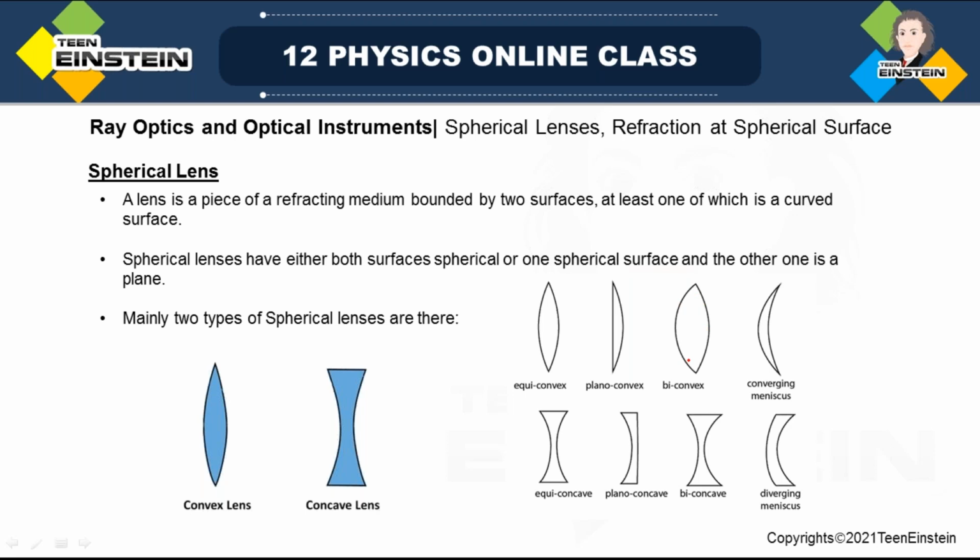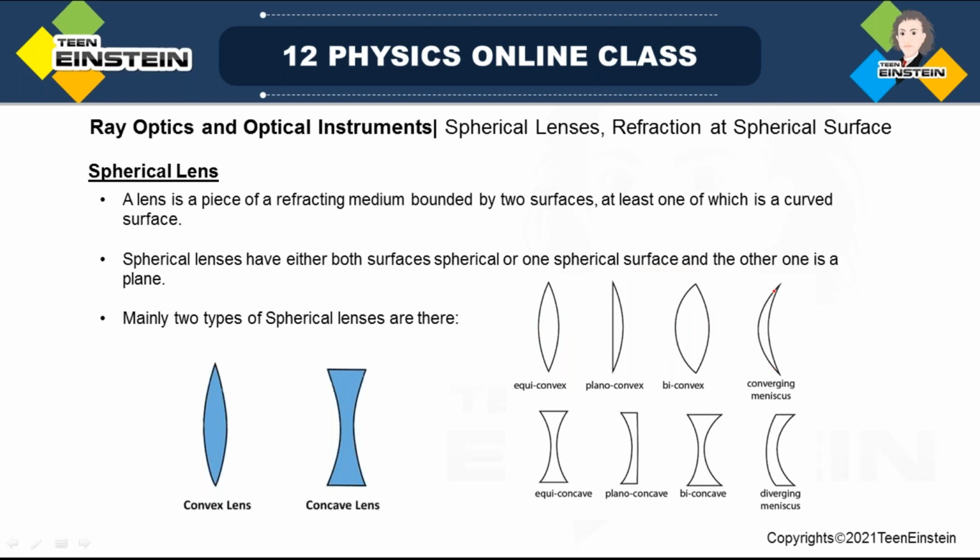When you have simply two convex surfaces constituting a lens, it doesn't matter whether both have the same radius of curvature or not. That kind of lens is called biconvex or double convex or simply a convex lens also. So biconvex lens and equiconvex lens, what are the differences? In the equiconvex lens, both the surfaces have equal radius of curvature. But in the biconvex lens, both the surfaces may not have the same radius of curvature.